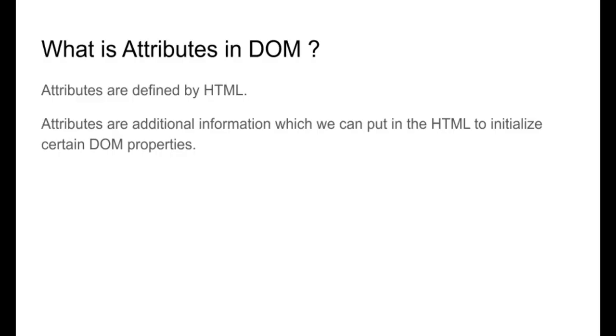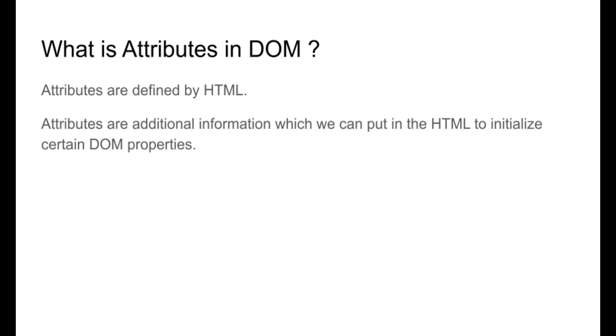What is an attribute? Attributes are defined by HTML. Attributes are additional information which we can put in the HTML to initialize certain DOM properties. We can create custom attributes using document methods and assign them to a certain element. Whenever a property changes, the DOM gets re-rendered, but when an attribute changes, it won't be re-rendered.